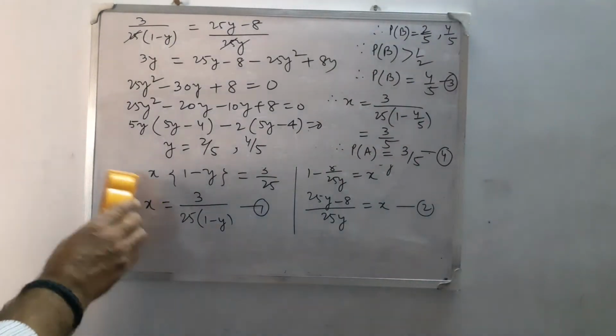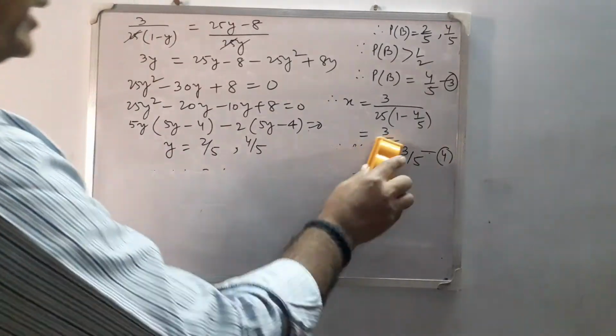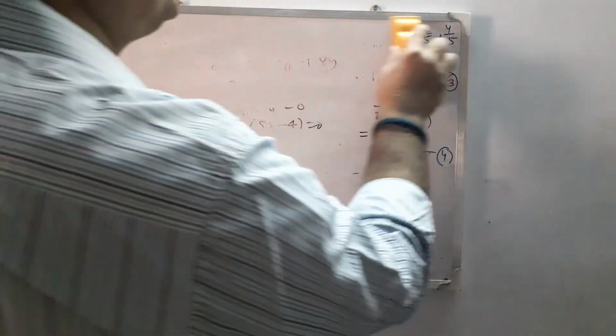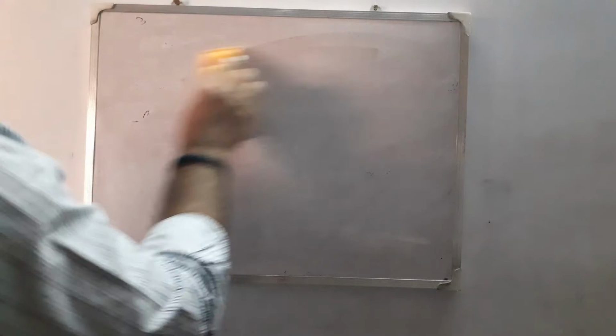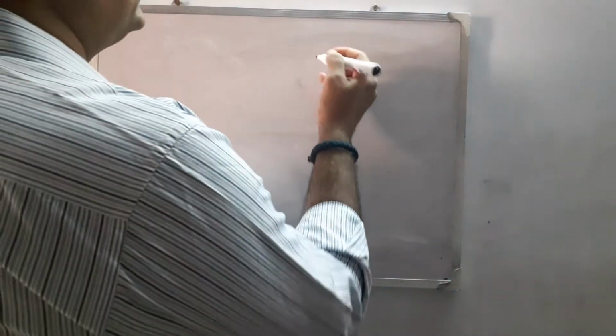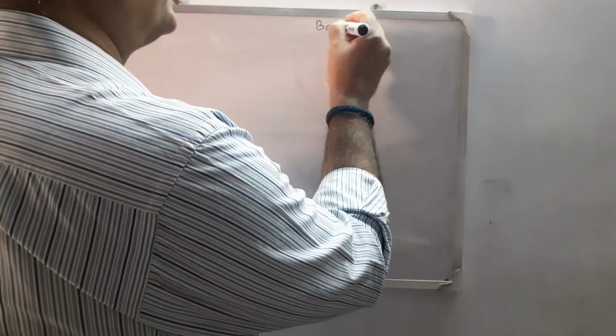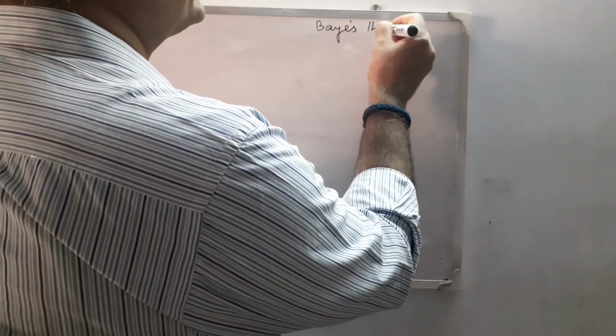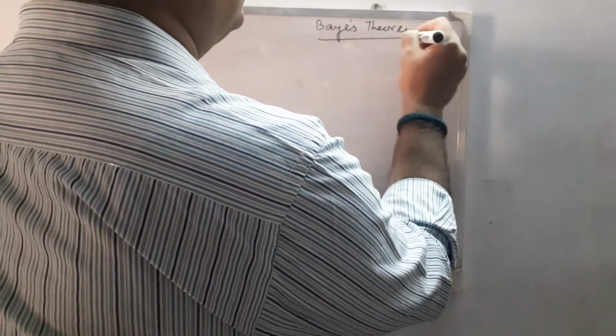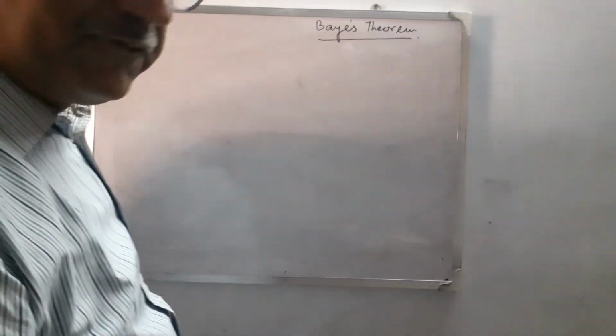Now, these are the cases of independent events. Now we have to discuss a few problems based on conditional probability. Before starting conditional probability, we have to take a concept. That concept is the beginning form of Bayes theorem. We will discuss Bayes theorem later on, but the beginning form of this theorem we have to discuss here.